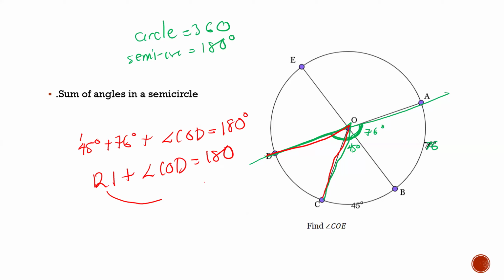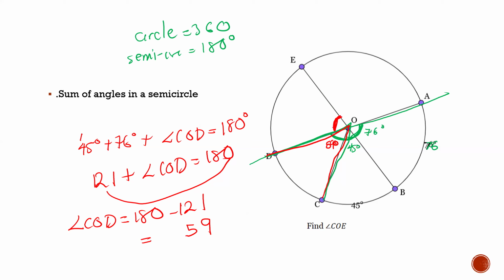We can move the 121 to the other side. So angle COD is going to be 180 minus 121. So this is going to give us 59. I presume 59 degrees. Yes, that'll be 59 degrees. So this angle here is 59 degrees. So I've gotten one part done. We still have to find this other angle here.